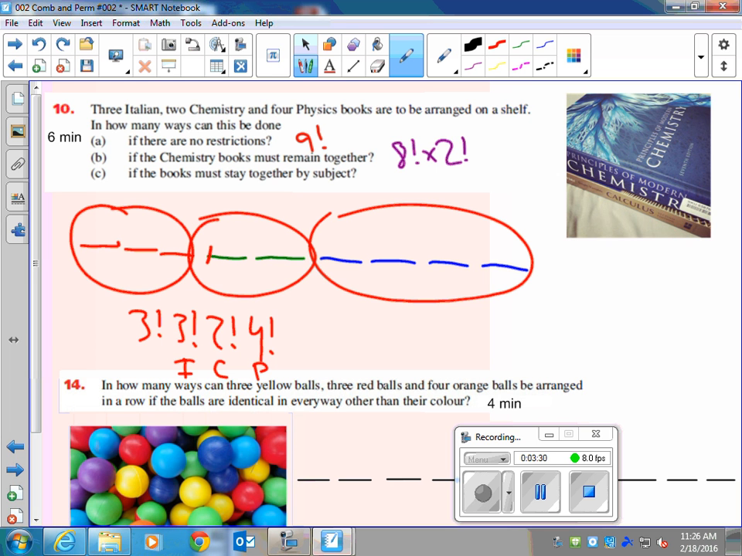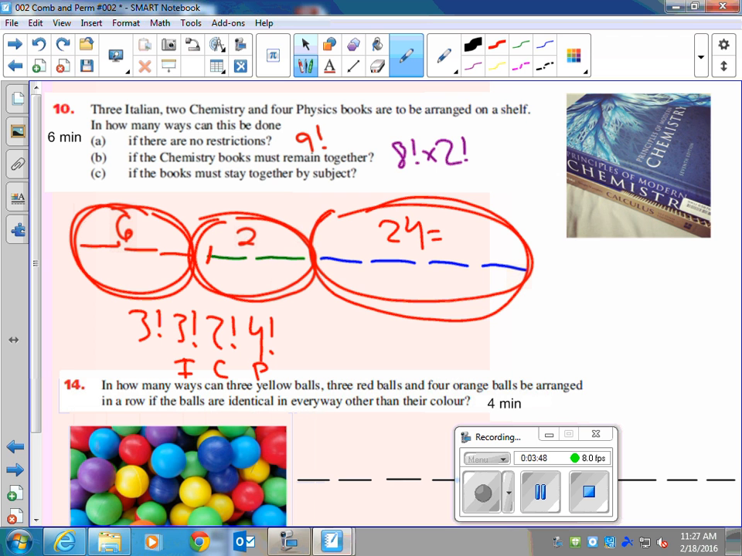Okay. So if they're keeping the groups together, you agree that there's 3 groups, so there's going to be 6 ways to rearrange those groups. Within the group, though, there's going to be 6 ways to rearrange this, 2 ways to rearrange this, 24 ways to rearrange this. Just think of it this way: I could rearrange these 3 factorial times 2 factorial times 4 factorial, but then I could rearrange these 6 ways. So I just did the 3 factorial ways to rearrange the groups, Italian, chemistry, and physics.